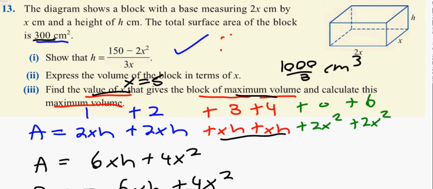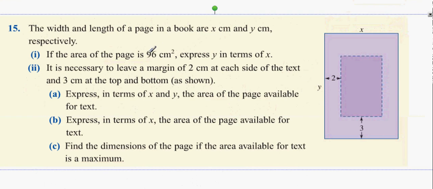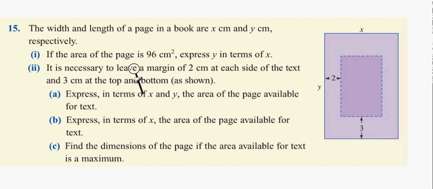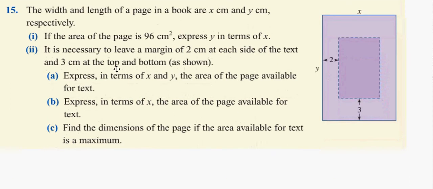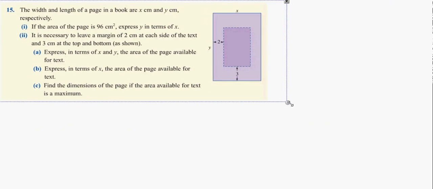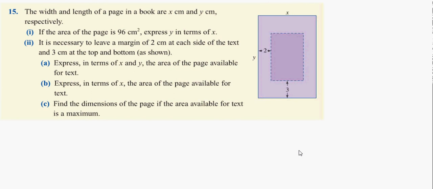Okay, moving on to number 15. The width and length of a page in a book are x centimeters and y centimeters respectively. If the area of the page is 96 centimeters squared, express y in terms of x. Now, what's going to happen here?